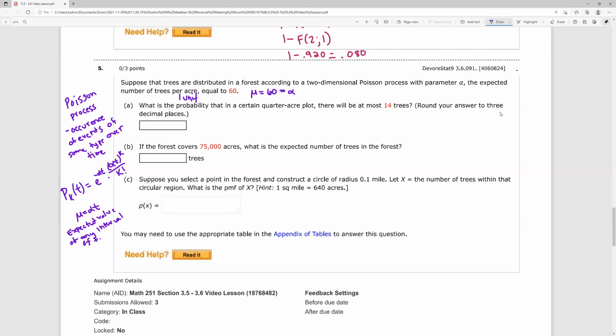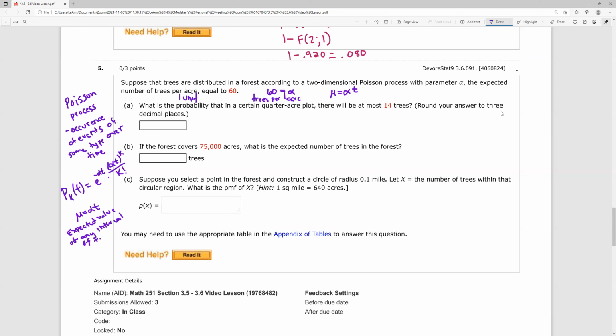So this is a unit. So you don't even have to write mean on this one, because this is for one subunit. Now, if we want to know what would we call mu for any acreage, so not just one unit of acre. So like what if I wanted to do a quarter acre, a half acre, 50 acres? The formula for our expected value there is going to be alpha times T. So this is trees per 1 acre. That's what alpha stands for, that parameter.